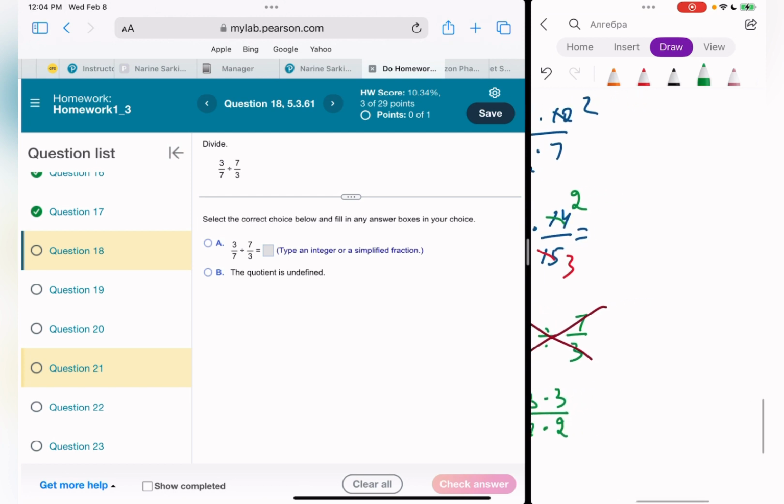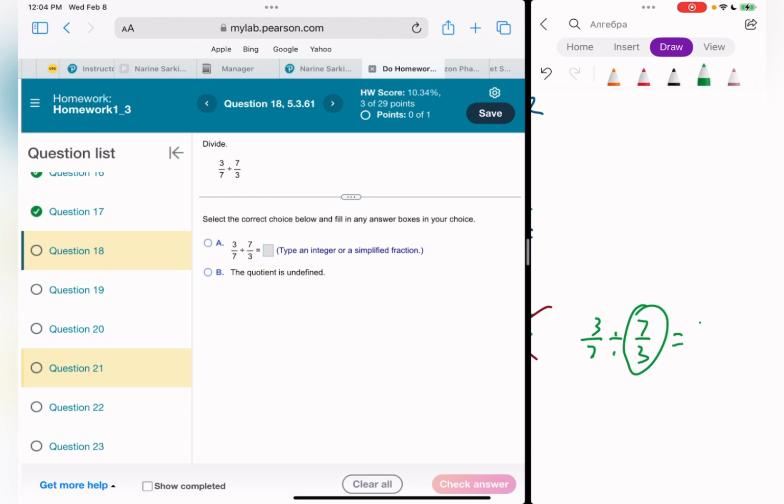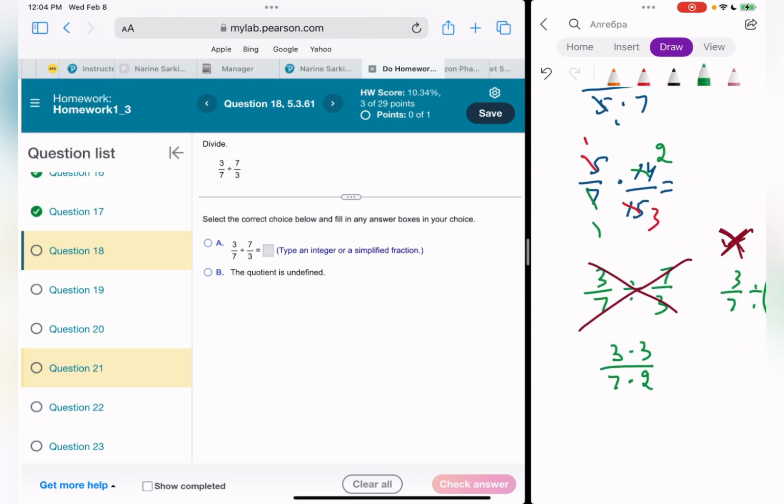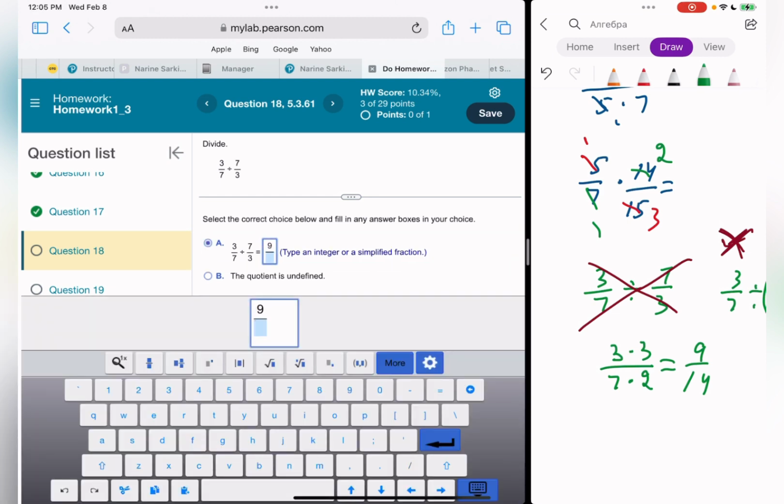Or the other way is you can do 3 over 7 divided by 7 over 3. You flip the second one, which means you multiply 3 over 7 by the flipped 3 over 7. You do not dare to flip the first one, not at all. It will take you straight to the woods. You flip the second one only. Okay, so we are getting nothing to reduce, 9 over 14. Okay, we put 9 over 14.